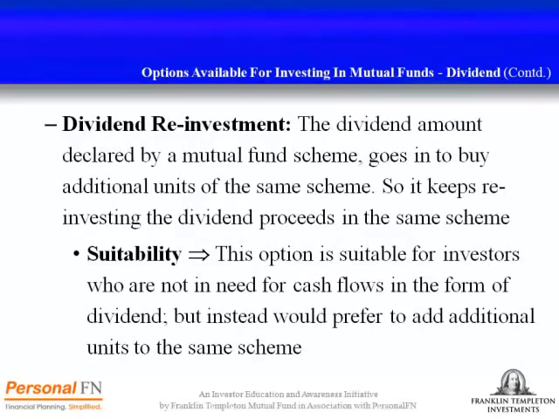Dividend reinvestment. Under this option, instead of providing dividend checks or providing ECS credits, the dividend amount declared by a mutual fund scheme goes into buying additional units of the same scheme where one is invested. So it keeps reinvesting the dividend proceeds in the same scheme. This option is suitable for investors who are not in need of cash flows in the form of dividend during the investment horizon, but instead would prefer to add additional units to the same scheme where they are invested via the dividend declared for the scheme.